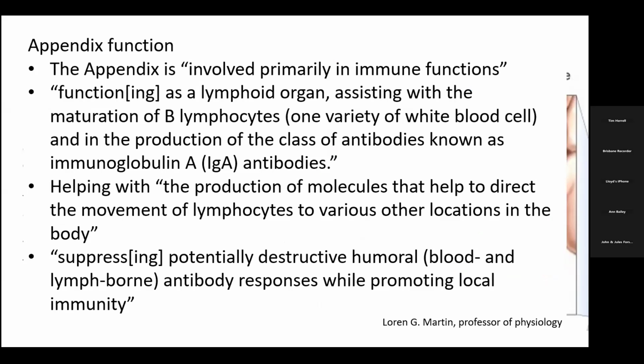The appendix is involved primarily in immune functions. It's functioning as a lymphoid organ, assisting with the maturation of B lymphocytes, which are a variety of white blood cells, and in the production of a class of antibodies known as immunoglobulin A, helping with the production of molecules that help to direct the movement of lymphocytes to various other locations in the body, and suppressing potentially destructive hormonal, blood and lymph-borne antibody responses that promote local immunity.